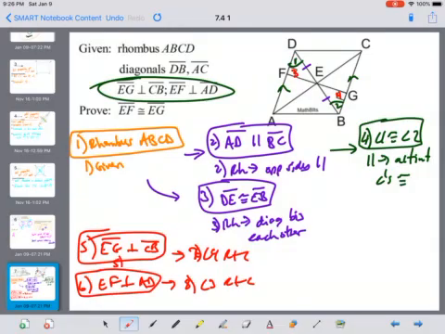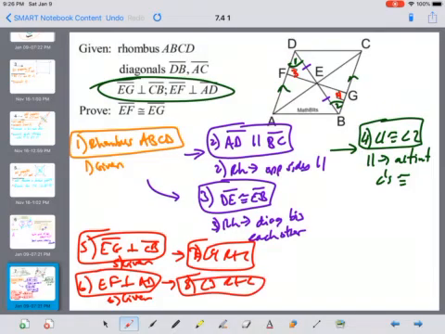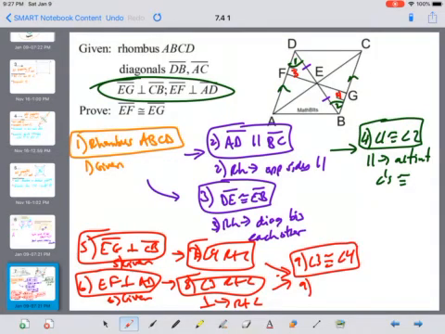So getting all of these marked are given. 7 and 8 are both right angles because perpendicular implies right angle. And then we also know that they would be congruent because right angles are congruent.